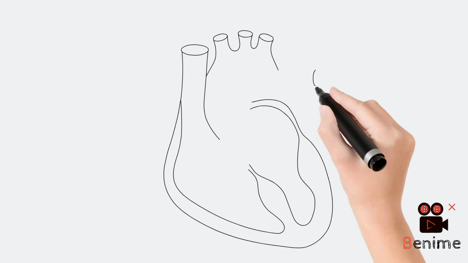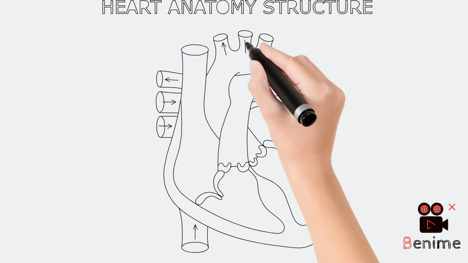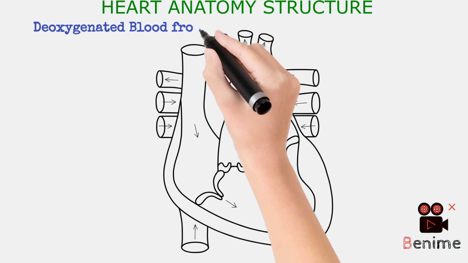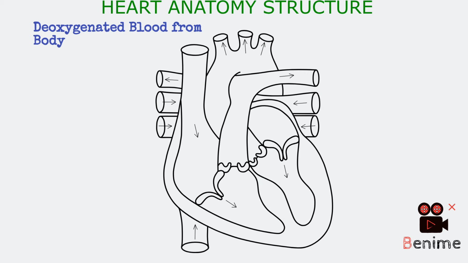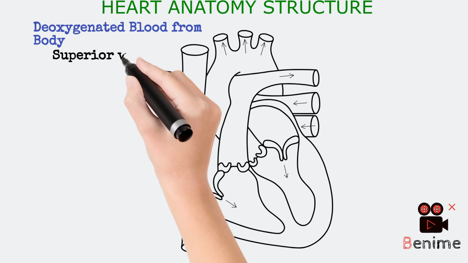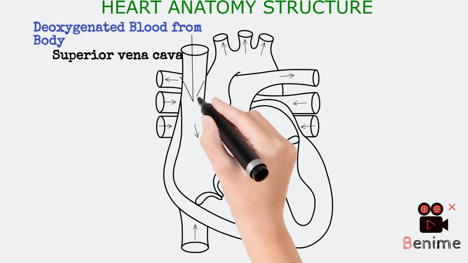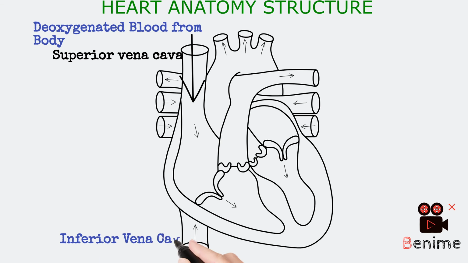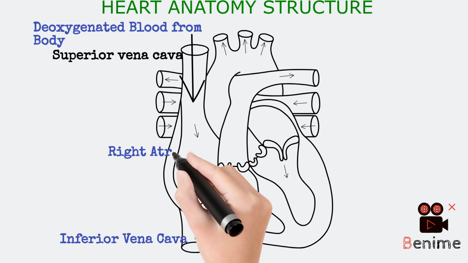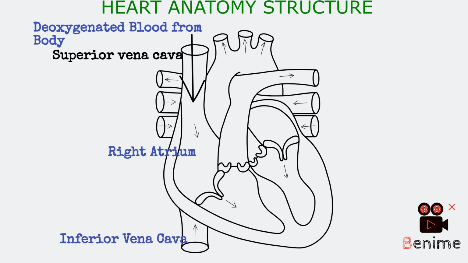So now we will look at the heart anatomy structure by first digging down into the deoxygenated blood flow in the heart. Deoxygenated blood is blood that contains lesser amount of oxygen, and it contains more amount of carbon dioxide. So this blood is needed to be oxygenated, and so for this oxygenation it needs to come into the heart.